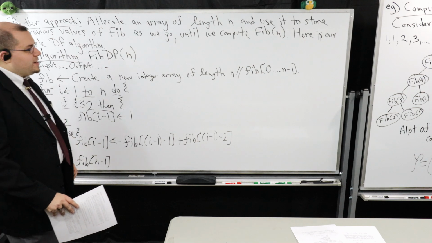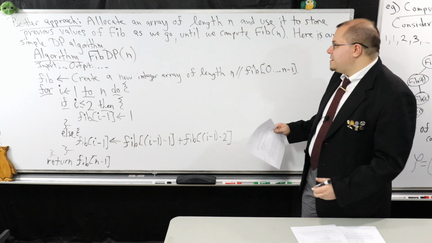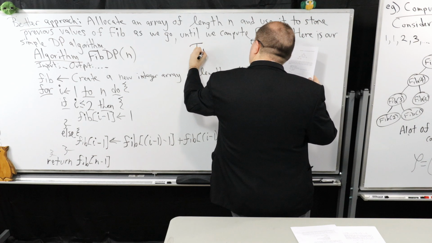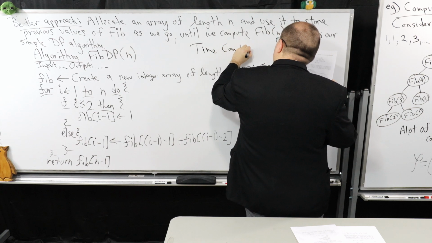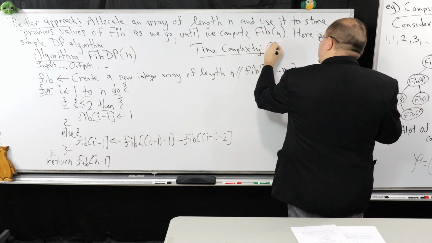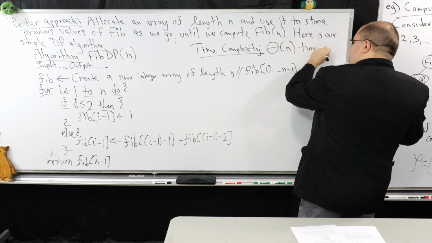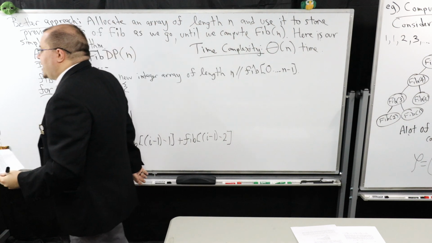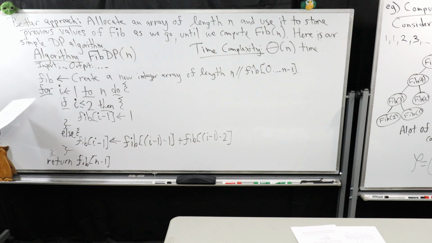Can somebody tell me what the worst case running time for this algorithm is? Yeah, it's n. Yes, so it's big theta n time. Why? We create a new integer array of length n, so that takes linear time. Then I have a loop that does n iterations. In each iteration there is a constant amount of operations, regardless of which case it falls into. So I have n iterations of a constant amount of operations, and when I add them all up it's big theta n.